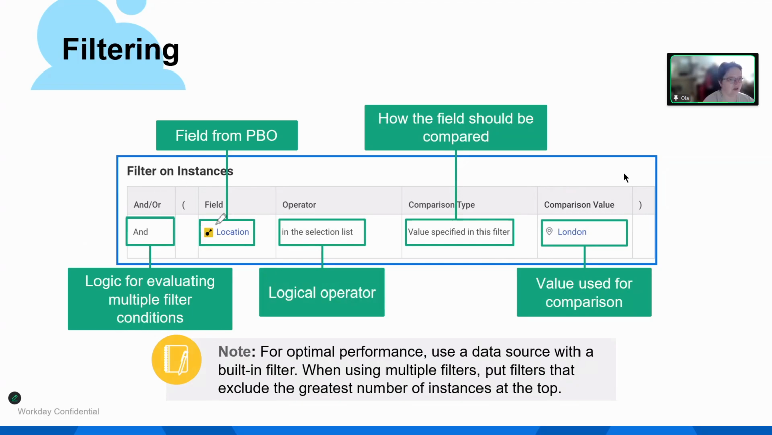If you have a logic that excludes the majority of the cases from the beginning, then your report works better, works faster, basically. So always start your filters from the condition that will exclude a lot of cases.